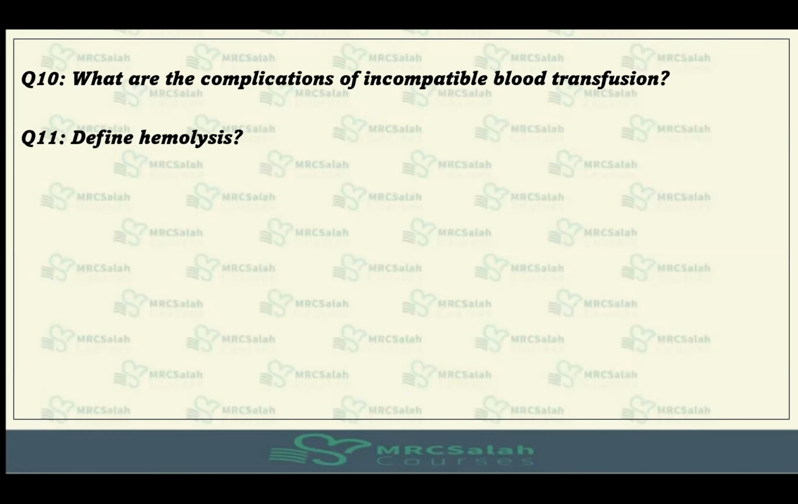And yes, you can classify them as acute or late or early, or you can classify them into immunologic or non-immunologic, whichever one you like. Both are right. Okay. So can you please define hemolysis? You said acute hemolytic anemia. What is the definition of hemolysis? It is the lysis of RBCs and release of its contents into the surrounding, which is plasma.